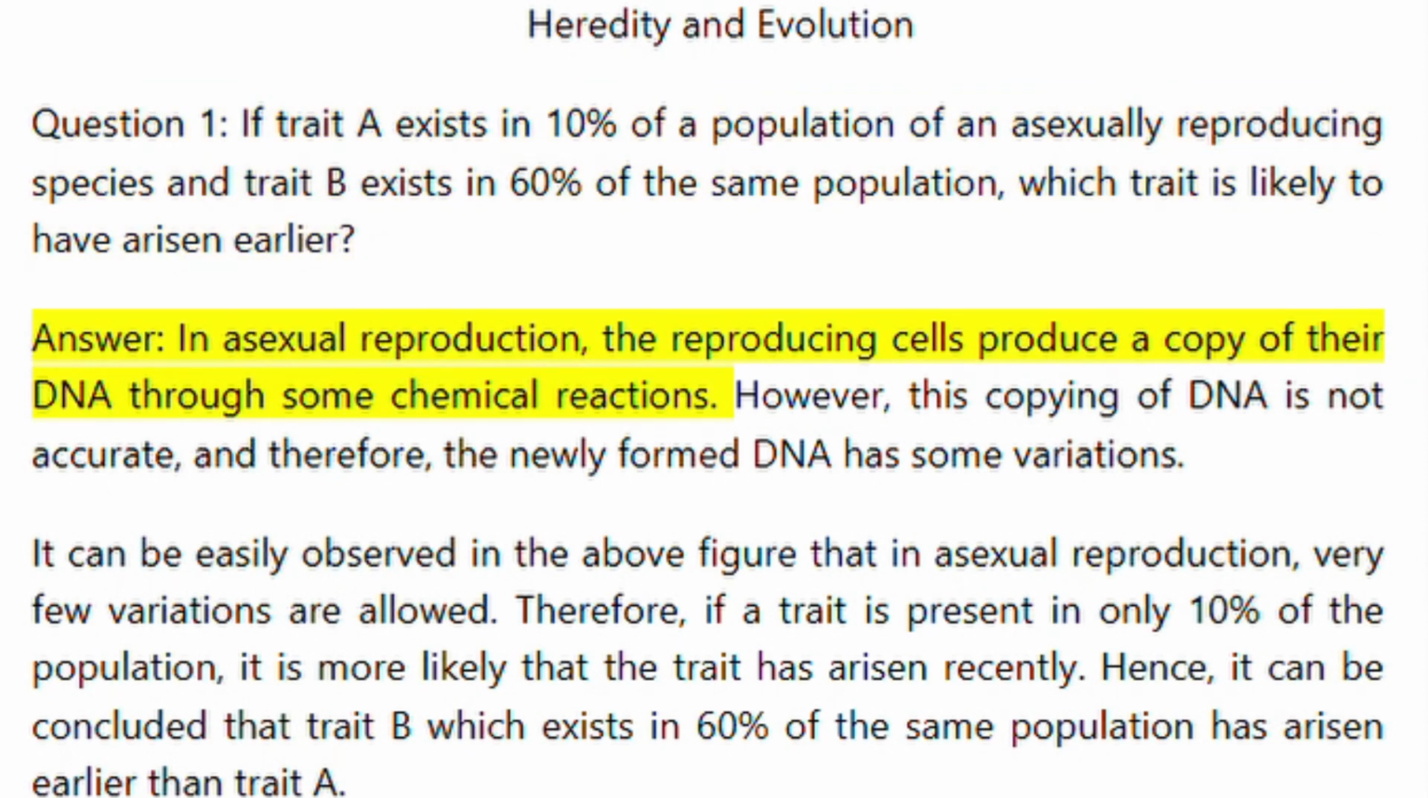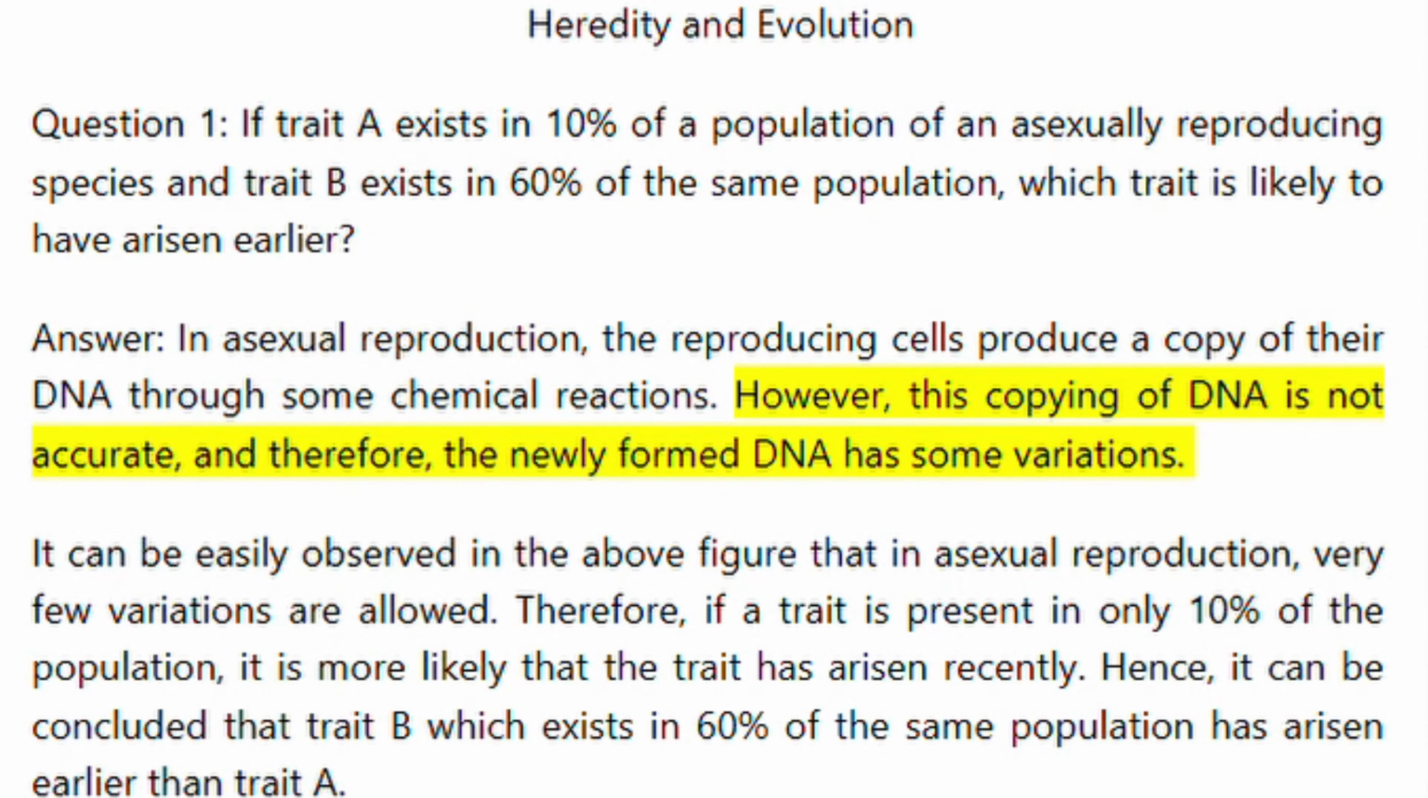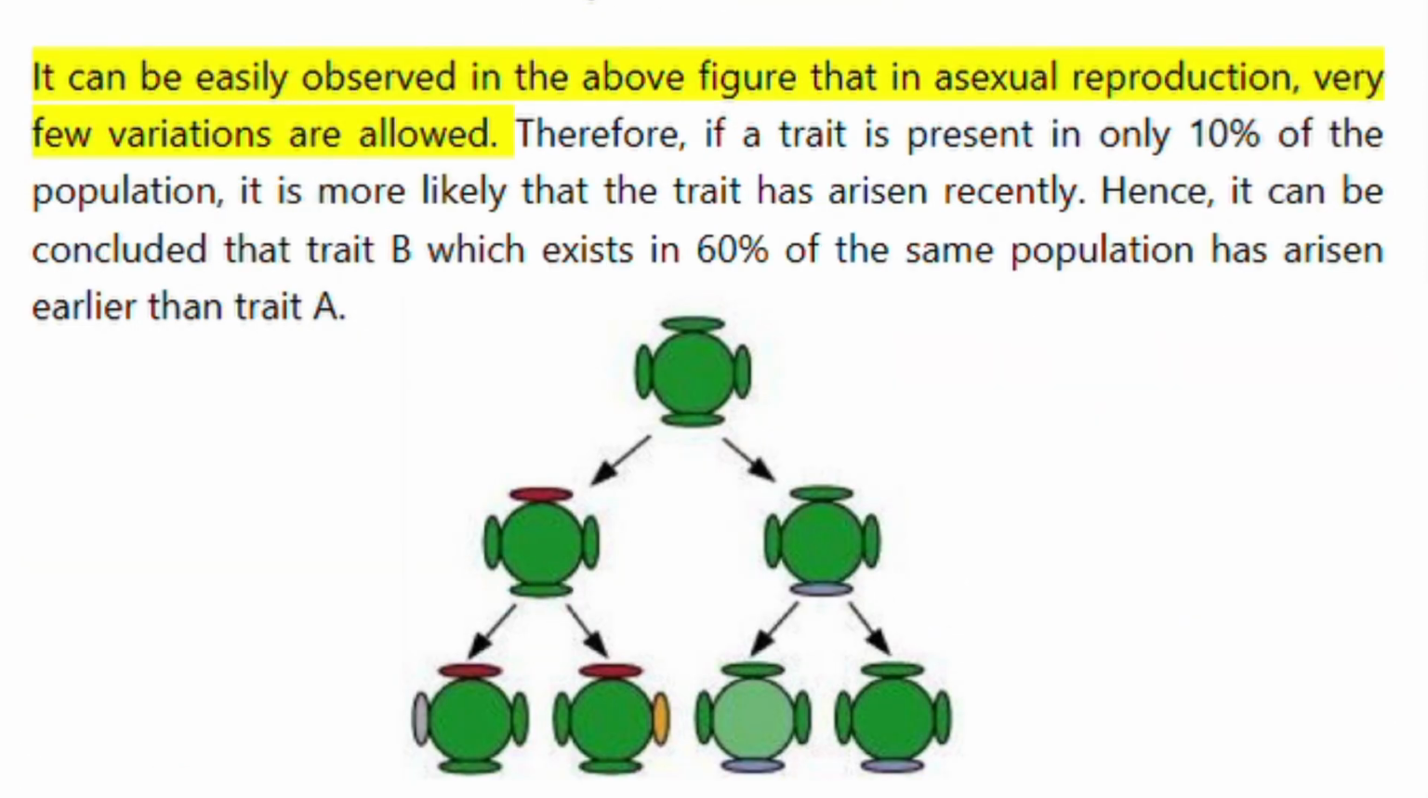Answer. In asexual reproduction, the reproducing cells produce a copy of their DNA through some chemical reactions. However, this copying of DNA is not accurate, and therefore, the newly formed DNA has some variations. It can be easily observed in the above figure that in asexual reproduction, very few variations are allowed.